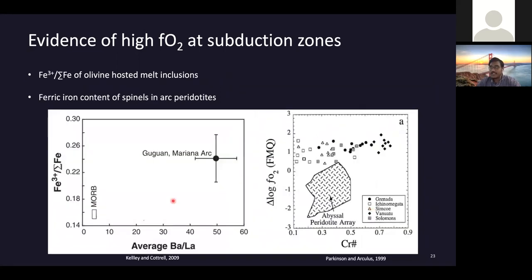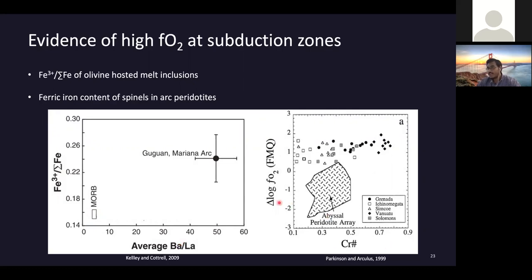Other evidence includes ferric over total iron of olivine-hosted melt inclusions and the ferric iron content of spinels in arc peridotites. The figure on the left plots ferric over total iron on the y-axis and the barium over lanthanum ratio on the x-axis. We can see the MORB, where the barium over lanthanum ratio is low as well as ferric over total iron. But we also see the Marianas, which plot as much higher points, with higher ferric over total iron and higher barium over lanthanum, indicating higher oxygen fugacity than mid-ocean ridge basalts.